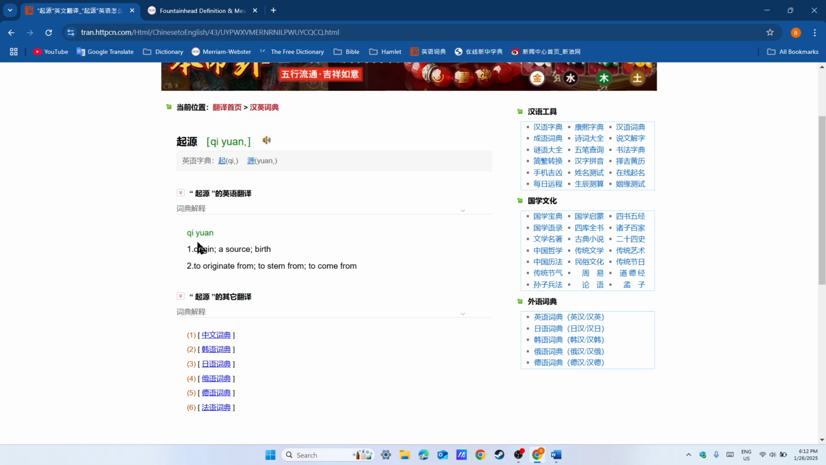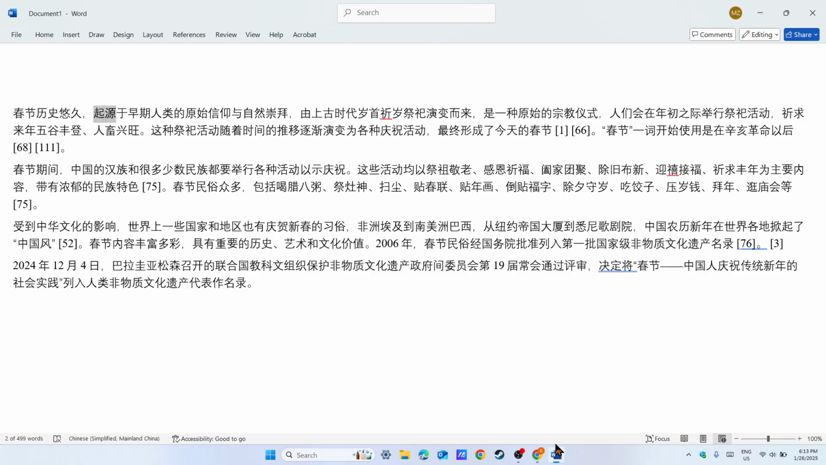Qiyuan: origin, source, birth, to originate from, to stem from or come from. You see, this second explanation is the correct definition for our article. Basically, this qiyuan is a kind of verb. It's a verb phrase.